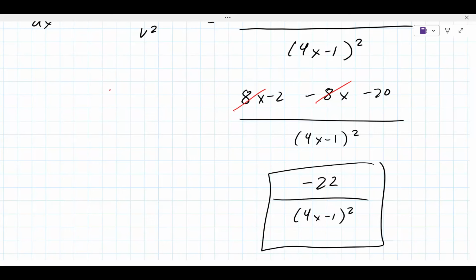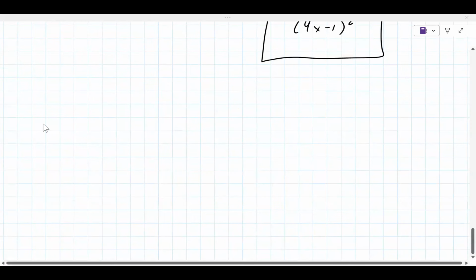Okay, then I guess we could go to the bottom one, the last one. Number 9 is also a quotient rule. So we'll do this one next. It's set up exactly the same way.